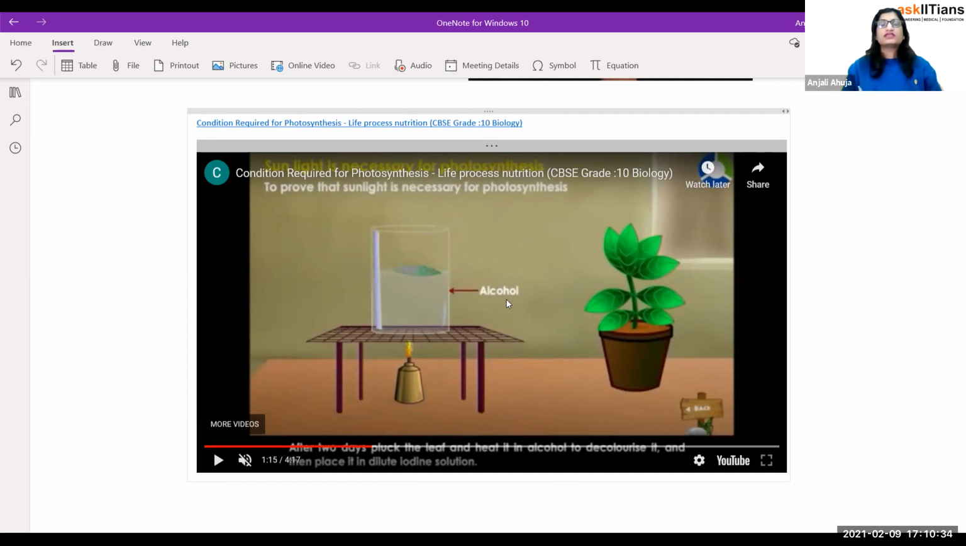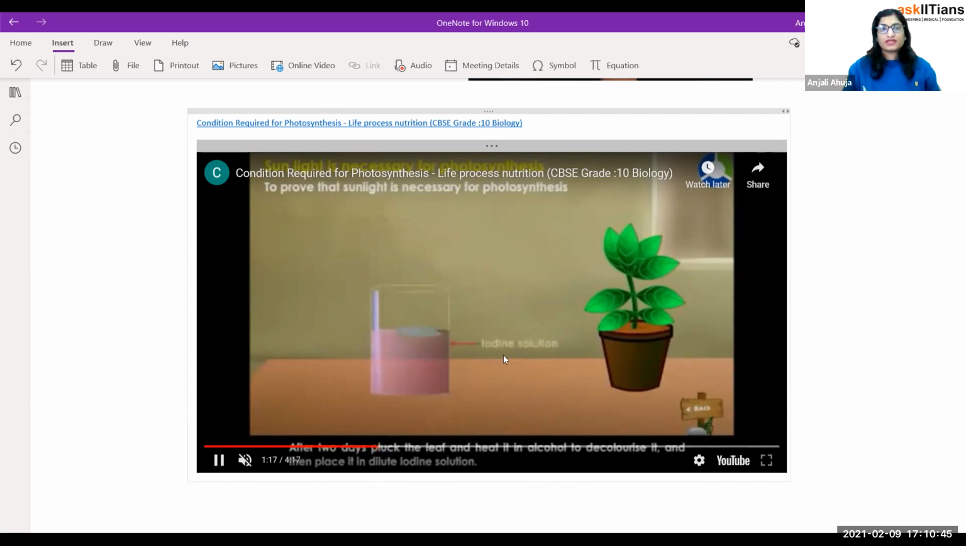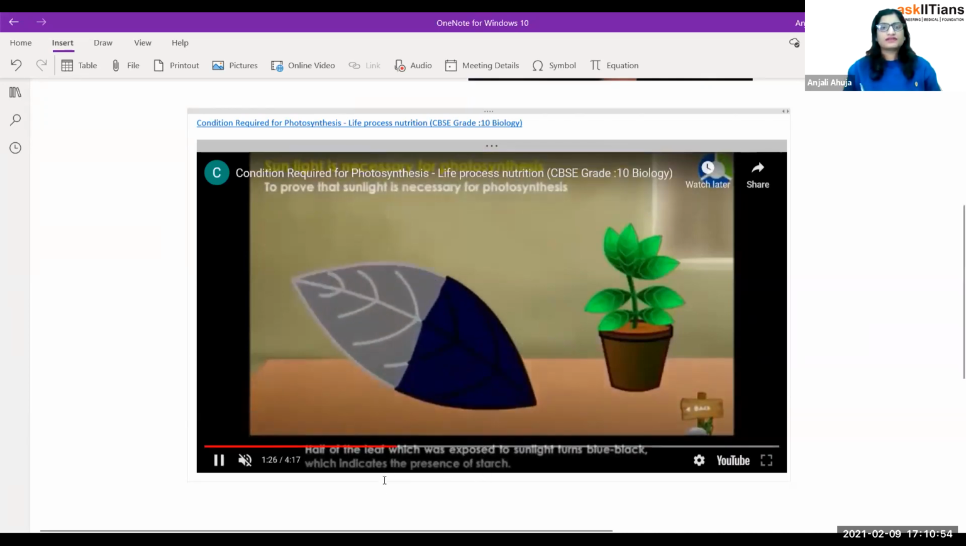Alcohol is an agent that is going to remove all the chlorophyll. It is known as the one which can extract all the chlorophyll, if you don't know. Then it will take all the chlorophyll out and the starch as well. So iodine is put. This is done for testing if starch is present or not. So starch will not be present.